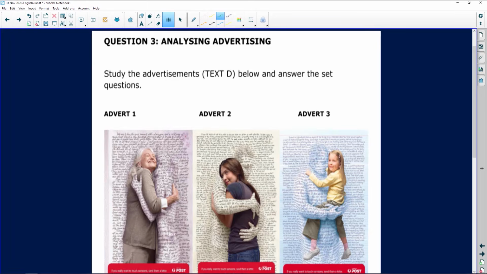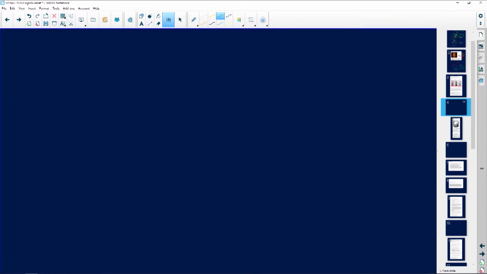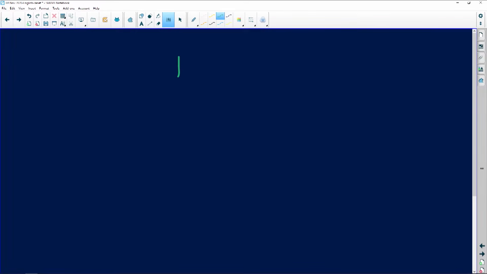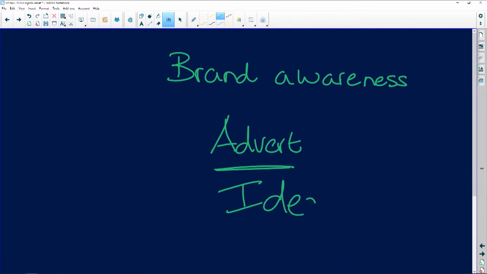Or there's brand awareness, and that's one that students tend to forget. Let me just, I think Mbali very kindly, she knows I like a blank slide. Brand awareness. This is where the advert isn't really the product, but the brand want to associate themselves with something, an idea in the advert.